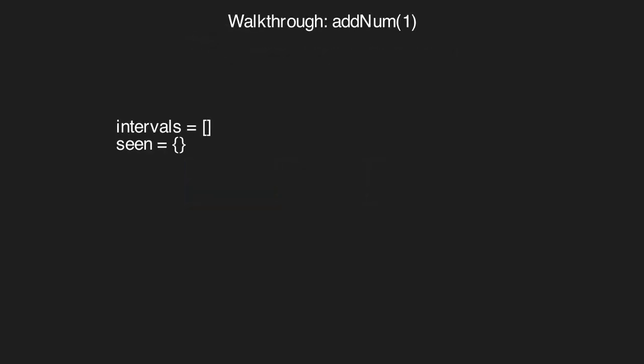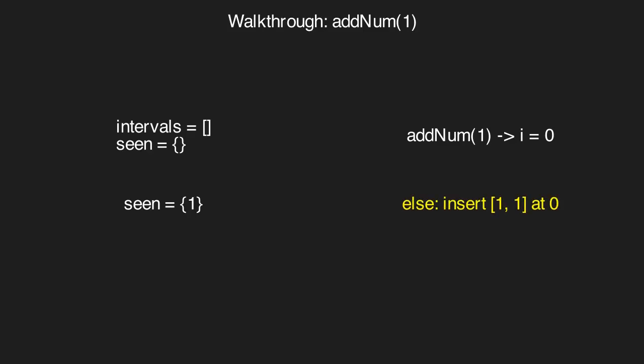Let's trace a concrete example. We start with an empty stream and call addNumber(1). The set is empty, so we add 1. Intervals is empty, so bisect computes index i equals 0. Because i is 0 and the list is empty, both merge_left and merge_right evaluate to false. We reach the else block and insert [1, 1] at index 0. Our list is now [[1, 1]].